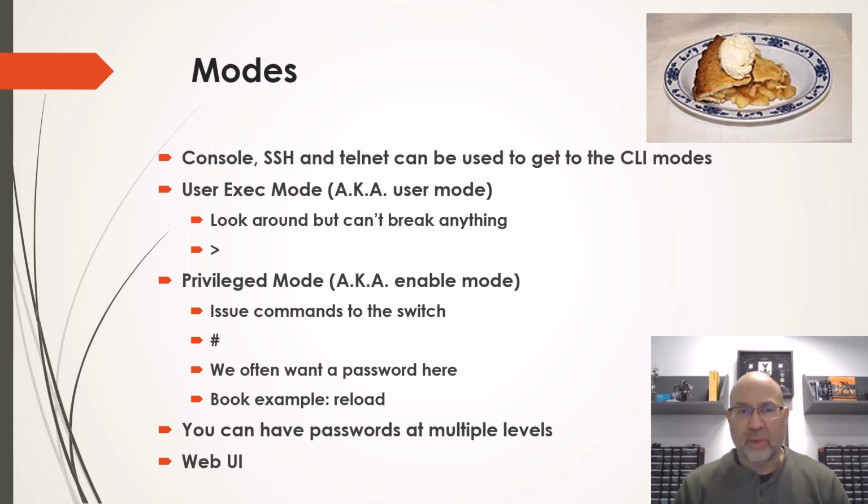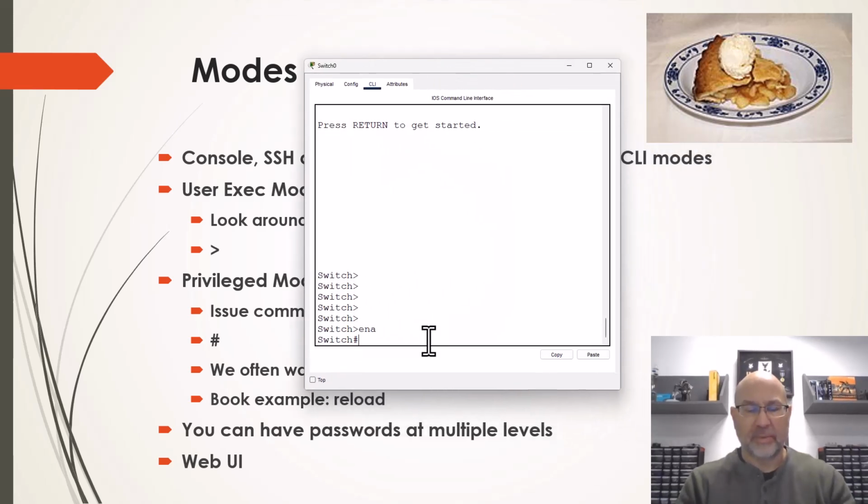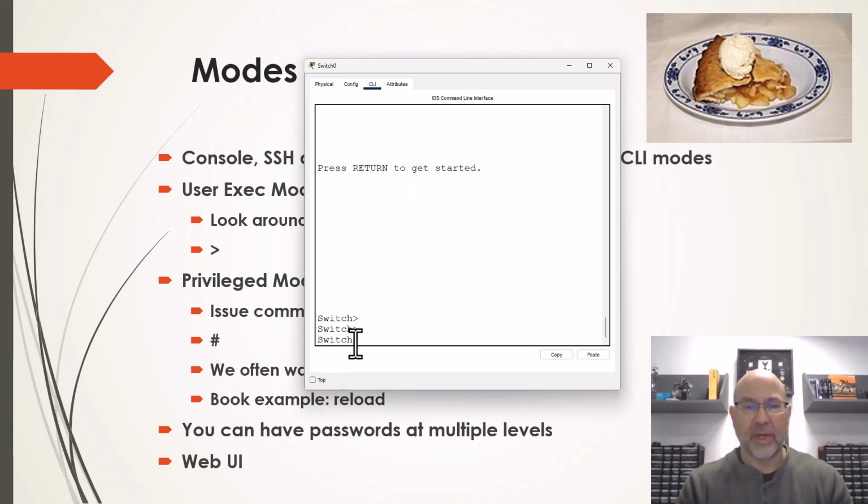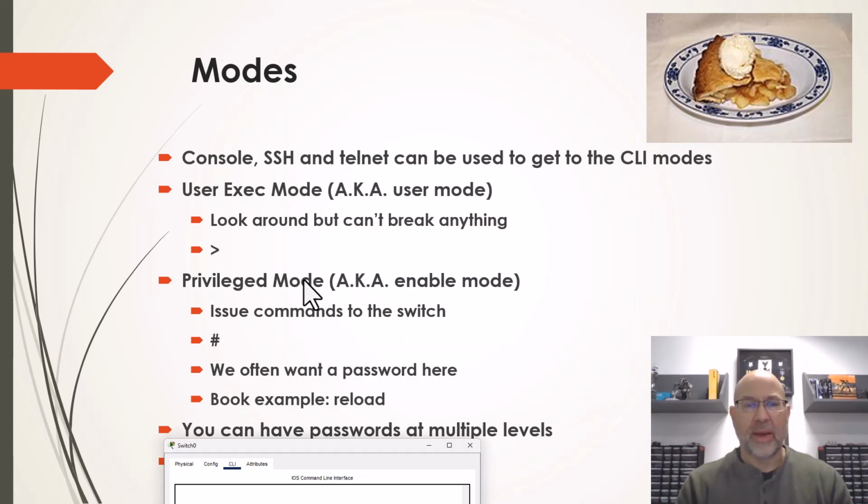Well, the first mode that we'll talk about is user exec, or just user. You can look around, but you can't break anything. And so the prompt is the greater than sign. So if I am looking at this here, and I exit one level, I can see the greater than sign right there. That is user exec, or just user mode. Now, when I'm going to go to privileged mode, or enable mode, I can now issue commands to the switch, and we do the pound sign. We'll get to the pound sign for that.